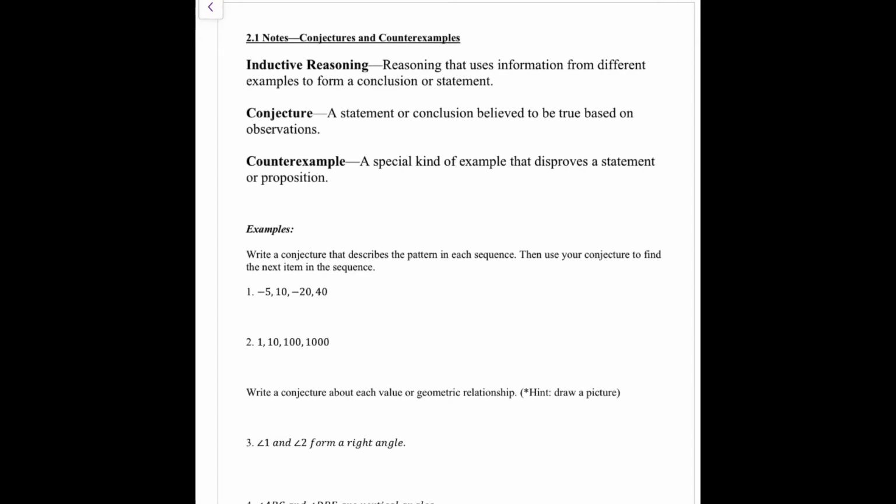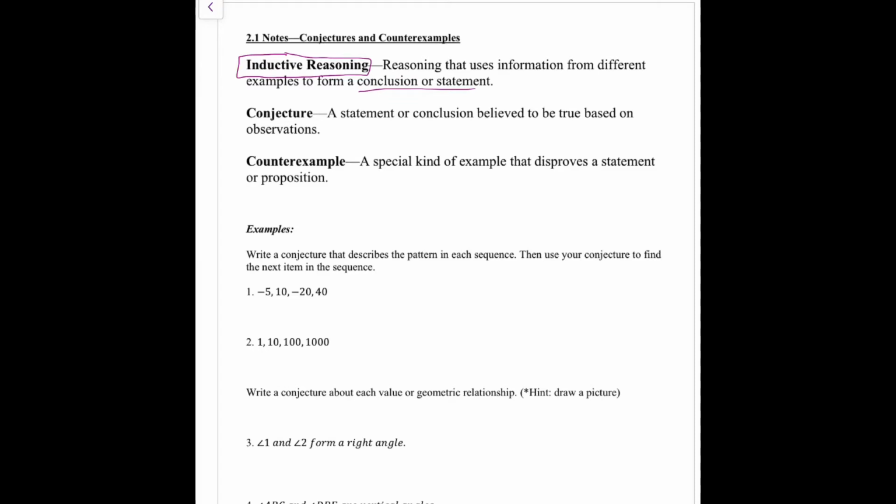So the first thing we have here is inductive reasoning. And inductive reasoning, think of it as your conclusion, like what information you are using from different examples or different theorems to come up with your conclusion or your statement, okay?